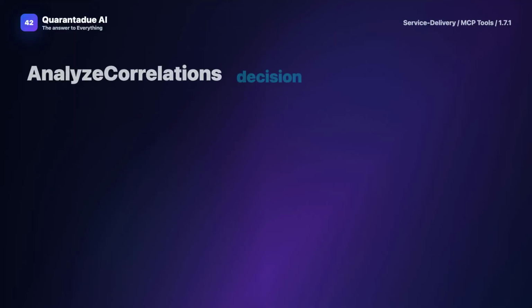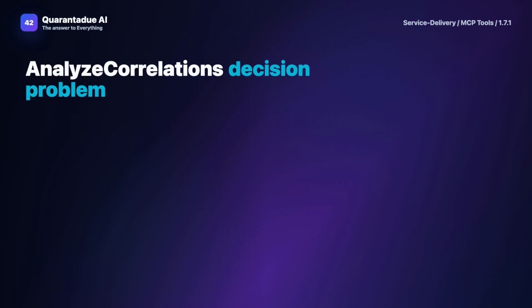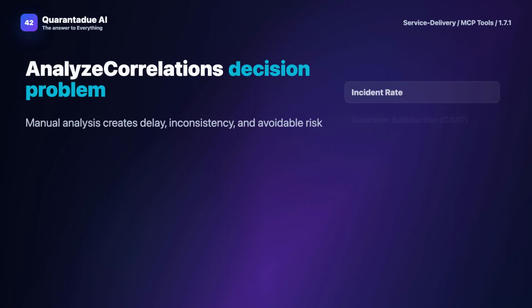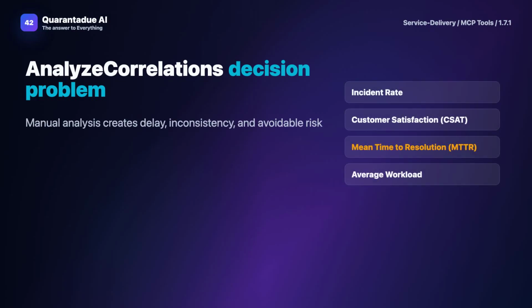Data silos are the norm. Incident management systems don't talk to CRM platforms, and resource data is in separate spreadsheets. Generic tools like Excel or broad BI platforms require manual integration, which is not only slow but also prone to human error. The real industry challenge is time pressure. When service levels are at risk, you need insights instantly, not after days of data wrestling.